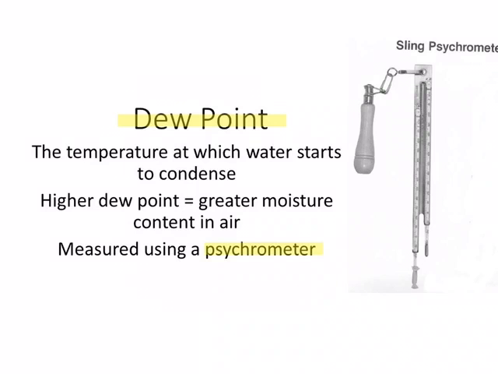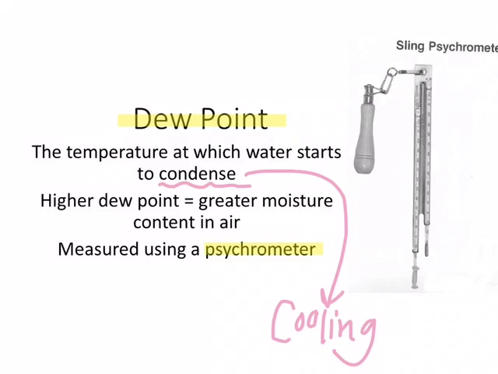Up next is dew point. Dew point is the temperature at which water starts to condense. So normally when water is condensing, the temperature is cooling because it's turning from a gas back into a liquid. If there's a high dew point, it means there's a lot of moisture in the air, which is directly related to humidity. This is measured with a tool called a psychrometer, which is pictured right over here.